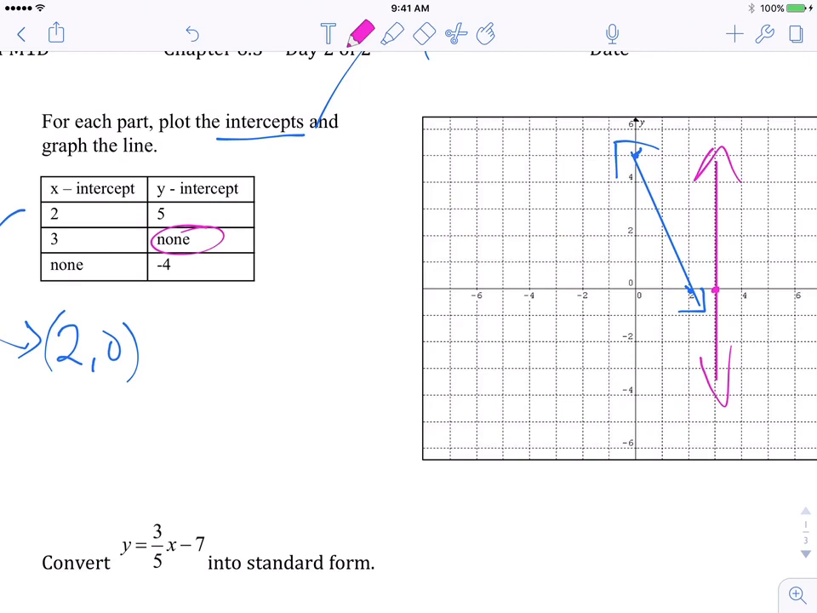In this case, we will never touch the y-axis. We're running parallel to the y-axis, and the x value is 3. So along the pink line, the x value will always equal 3, but we'll never touch the y-axis. We'll never have a y-intercept because it runs parallel to the y-axis.